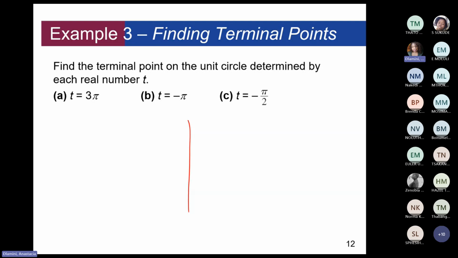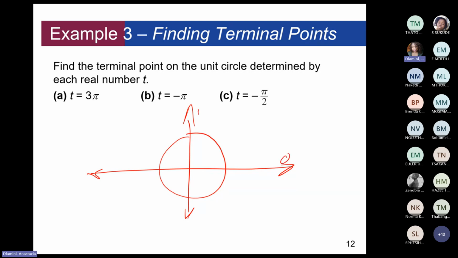So we have our unit circle. Right? So this is 0, pi over 2, pi, 3 pi over 2.